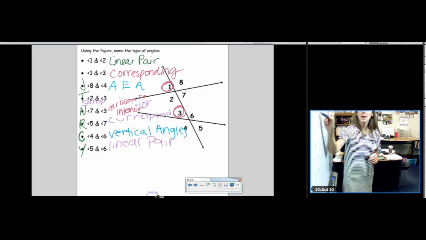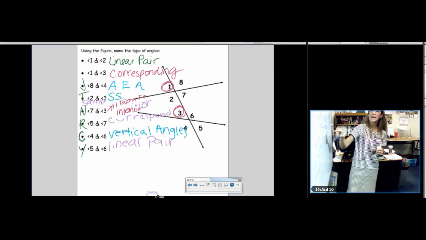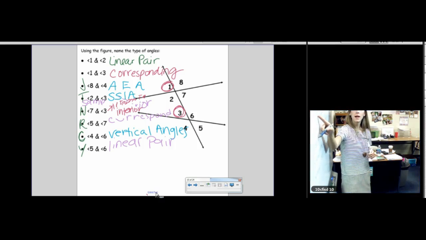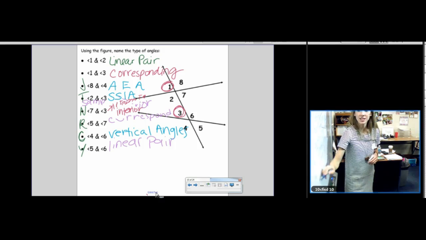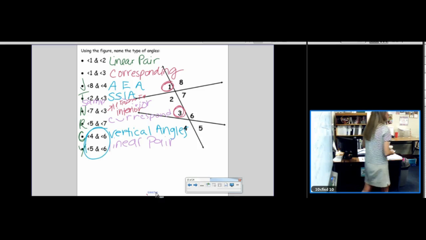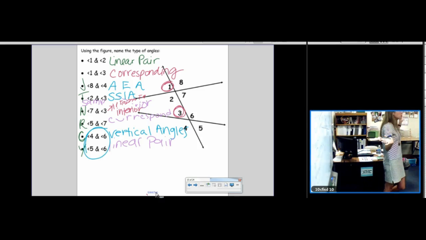This is same side, what was it? Interior angles. So you can put SSIA. Alternate interior, corresponding, vertical angles, and linear pair. Notice these are not new words. Those are old words. Could you just let those leave your brain after the test? No, you have to hold on to them.